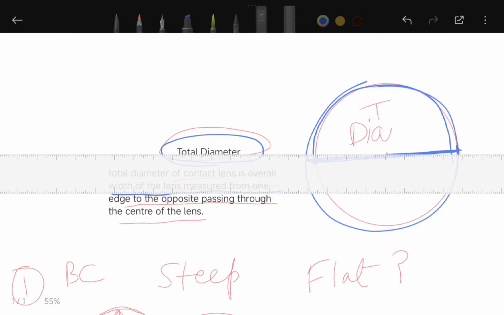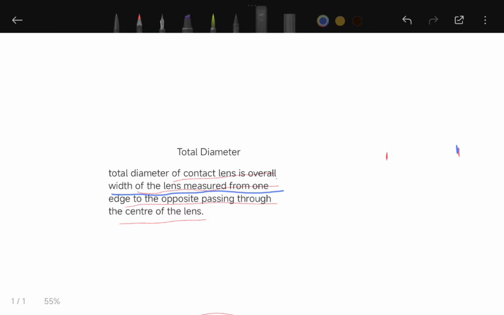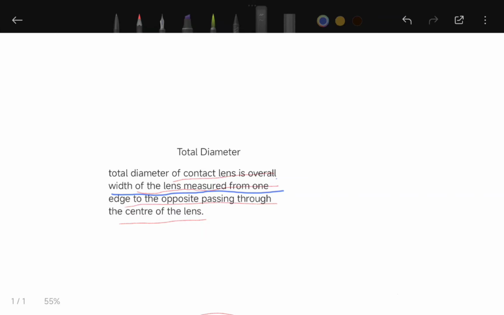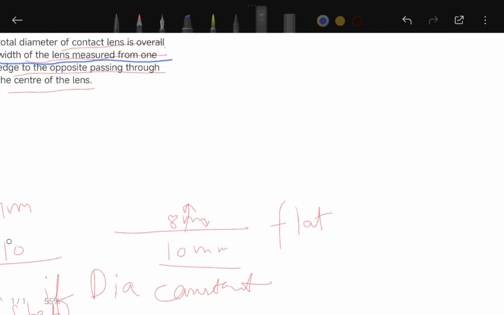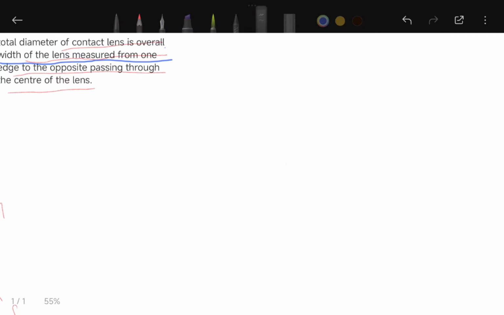Okay, now a few things we need to understand. Now we'll understand the relationship between all these parameters: diameter, base curve and the sagittal depth. We'll start from the base curve. First you need to understand what is steep and what is flat, or what will be the effect of base curve on the contact lens if we increase or decrease the base curve.